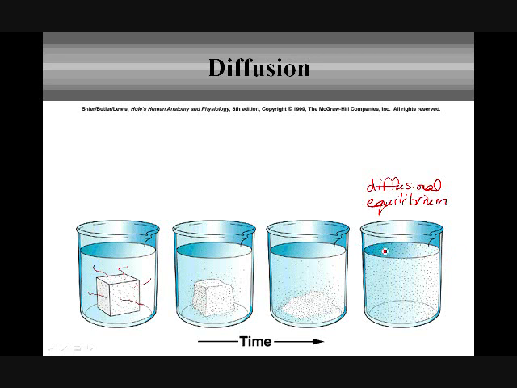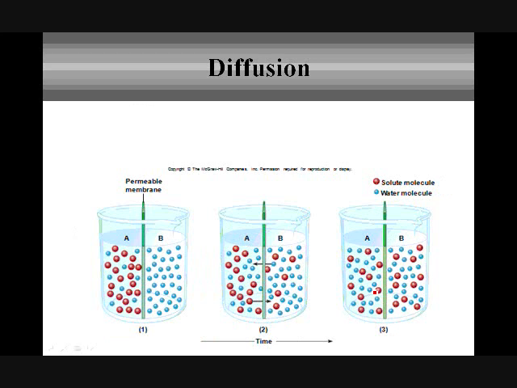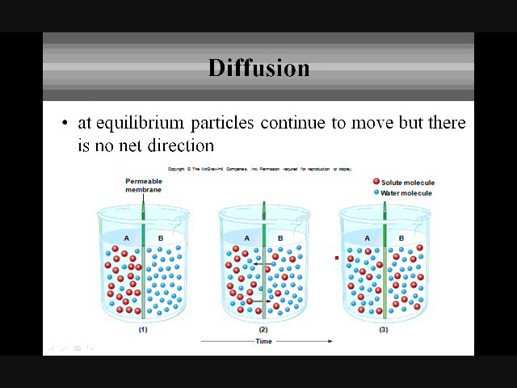And what I mean by net movement is that despite the fact that this is equal and uniform throughout, the molecules are still in motion, and they're going to continue to be in motion indefinitely, so long as it is a liquid. But at that equilibrium, one molecule that moves in this direction is going to be counteracted by a molecule moving in that direction, and so on and so forth. So again, at equilibrium, the particles will continue to move, but there's not going to be any net direction, no overall direction of one way or another.